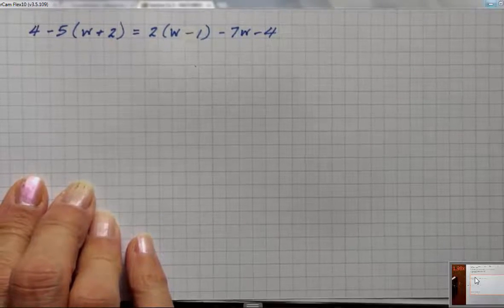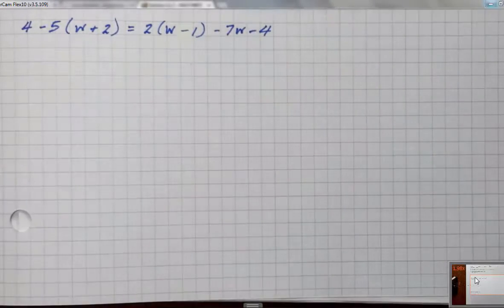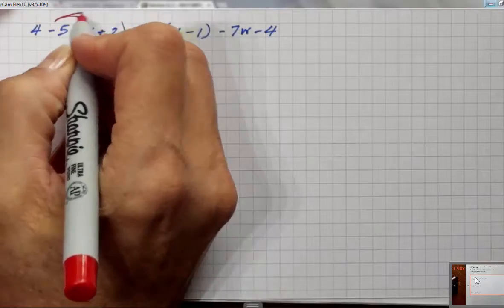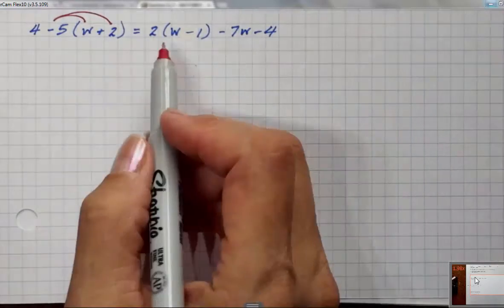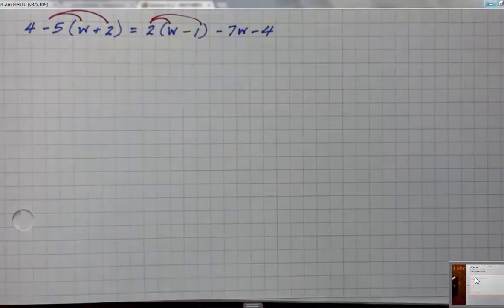Solving this equation, we're going to need to use our distributive property first. And remember that we're going to be multiplying a negative 5 times w and a negative 5 times 2. And then on the right side, we're going to be multiplying positive 2 times w and negative 1.